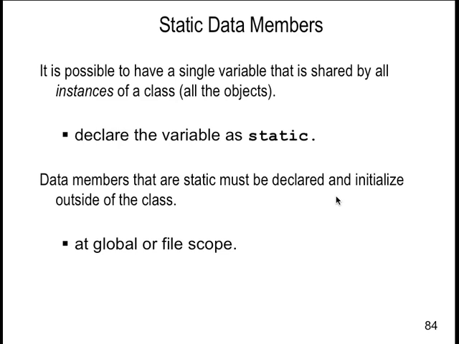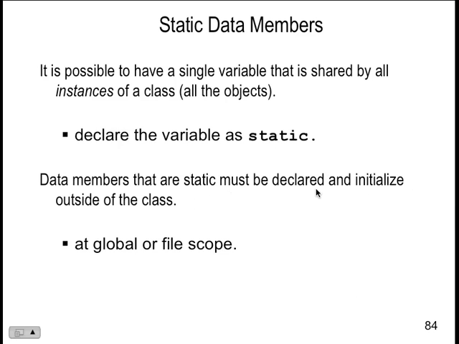In terms of the static data member, it's possible to have a single variable that is shared among all the different instances of the objects. This would be like the number of dogs that have been created. And so all instances are sharing the same variable. That's a static variable, or what's called a class variable. We use the keyword static to create the class level variable. So we declare the variable as static, and we use the keyword static when we declare it.